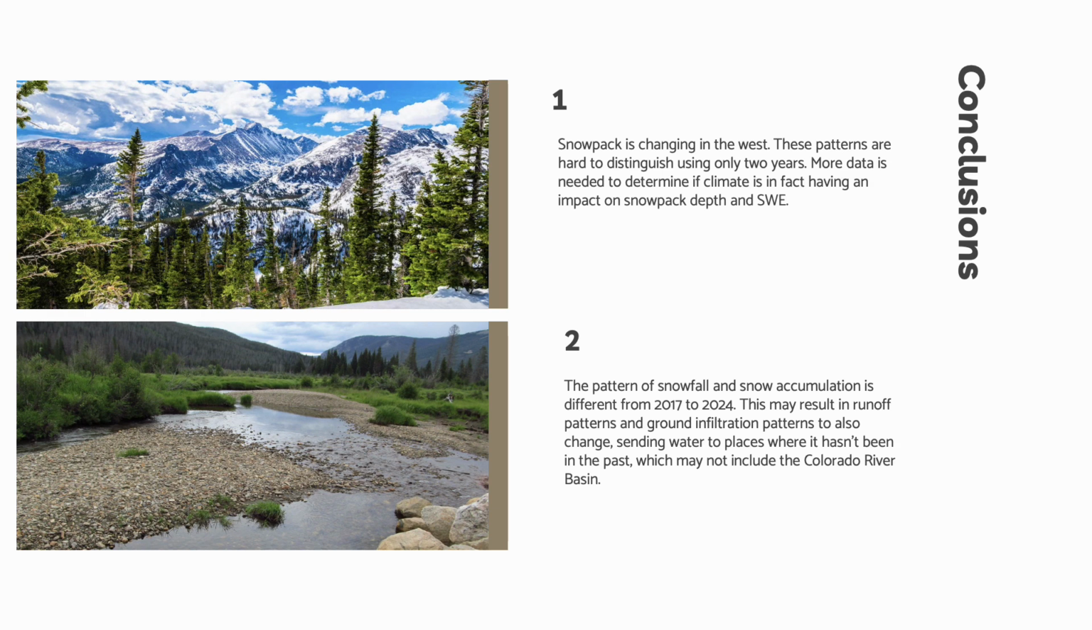And then my second conclusion is that the pattern of snowfall and snow accumulation is different from 2017 to 2024. Like I said, you could see that drier, less snow infiltrated area on the right of these images was getting bigger and moving more west. And so this may result in runoff patterns and ground infiltration patterns changing as well. And this could mean sending water to places where it hasn't been in the past. And these areas may not include the Colorado River Basin, which would have dramatic impacts.